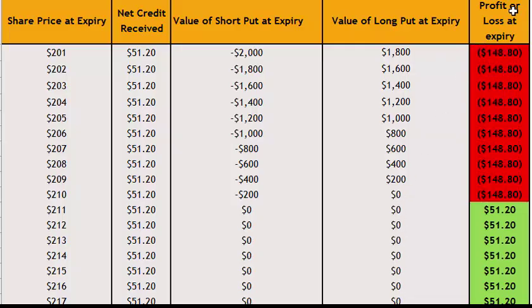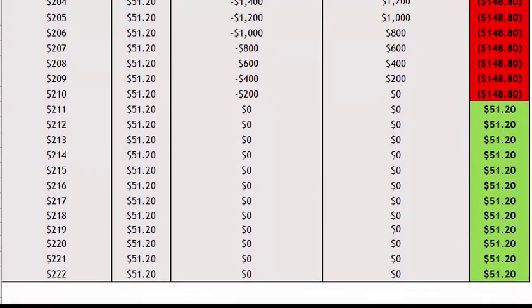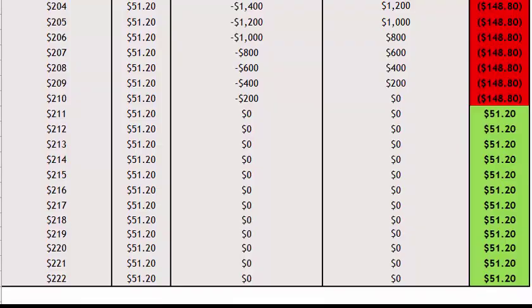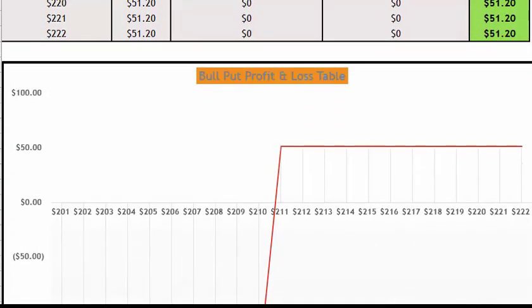And then the final column is just our profit and loss at expiry. So this is simply adding up the credit we received, the negative value of our short put at expiry, and the positive value of our long put at expiry. Anything that's highlighted in red here is a loss, and anything highlighted in green here is a profit. So you can see here, no matter what happens, all we can lose is $148.80, and no matter what happens, all we can make is $51.20. So it's really handy to do that exercise, and it's done for you.